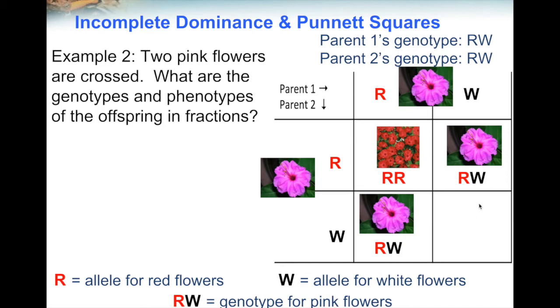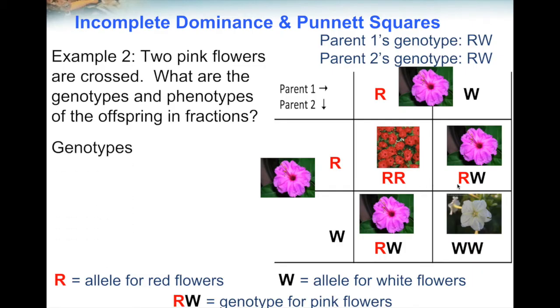And then here we have one parent gives a W, the other parent gives a W. So this genotype, we're going to say it's homozygous because it's the same alleles. And then what phenotype is this represented by? It is a white flower. So let's write the genotypes and phenotypes in fractions. I don't want percent, just fractions.